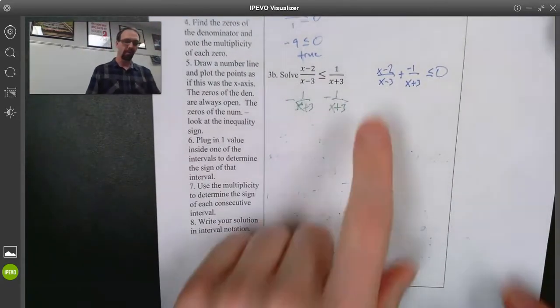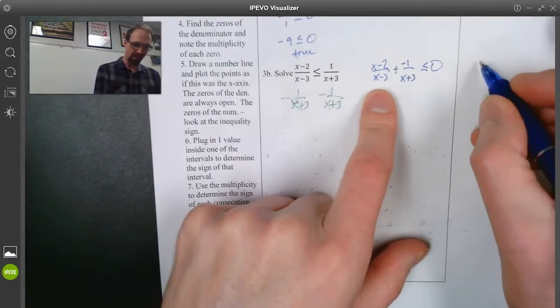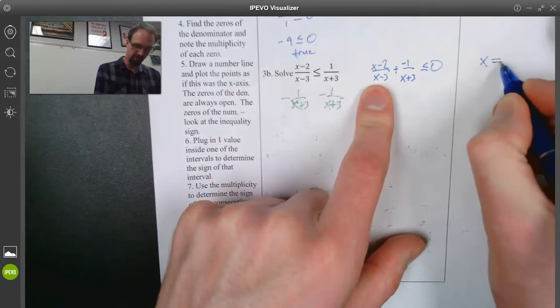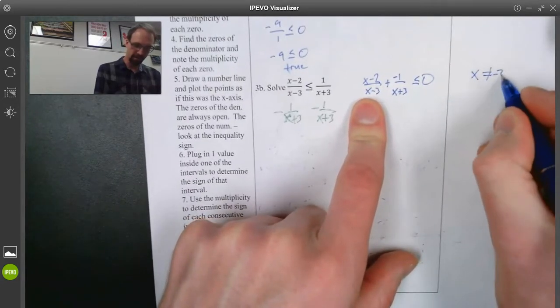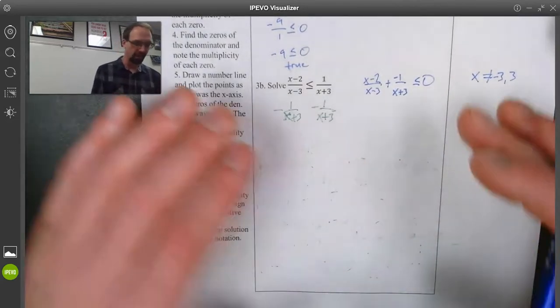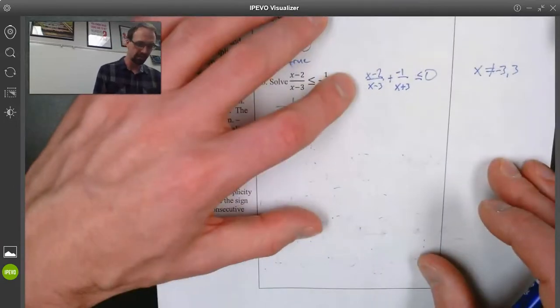All right, now I want to note these in my denominators. I've got an x minus 3 and an x plus 3, so I'm going to have to deal with when x is not equal to 3 and -3. So those are going to be points that we'll need for the last part, to find where the solution set is.